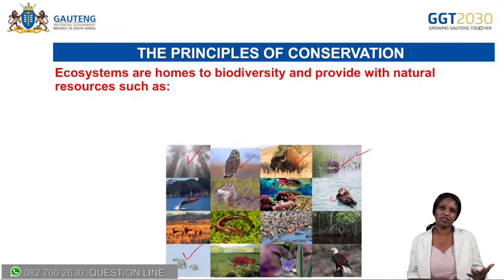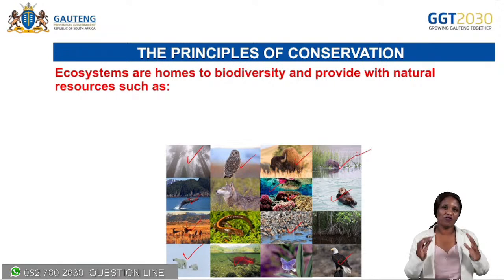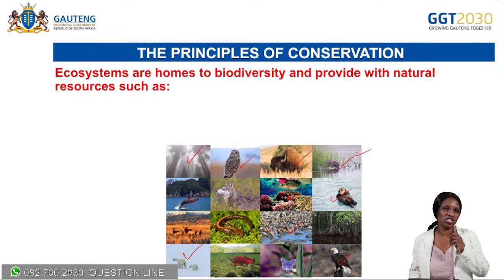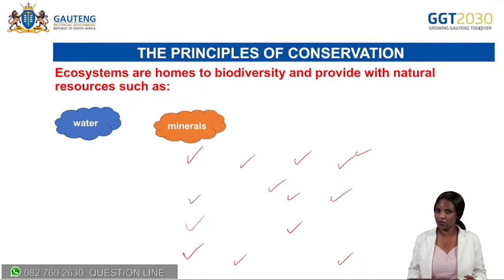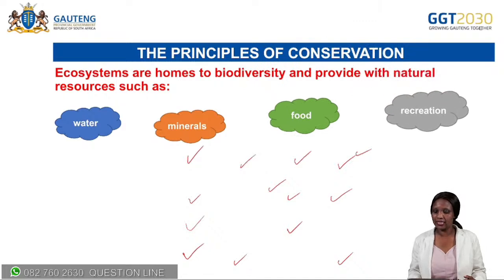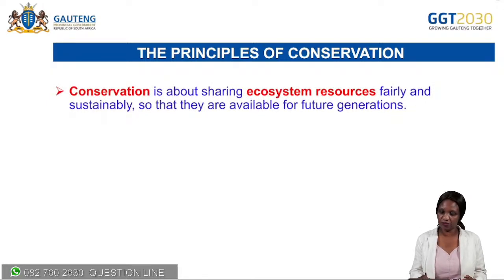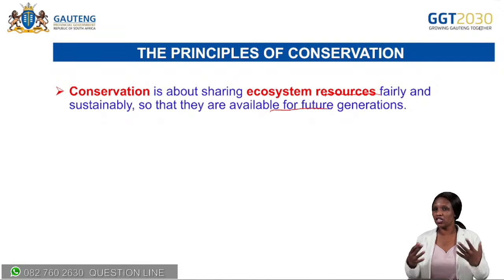All this is biodiversity. All right, these are different ecosystems. Do you get it? And it is very important to preserve them, to conserve them, so that the species will be able to live, and then the food chains will be there. But if we destroy the food chains, then the ecosystem can be destroyed because of that. And then we've got water that is very precious to us, and minerals and food, and even recreation. Okay. And then conservation is about sharing ecosystem resources fairly and sustainably, so that they are available for future generations. Future generations have to come across these resources and enjoy them as we are enjoying them.